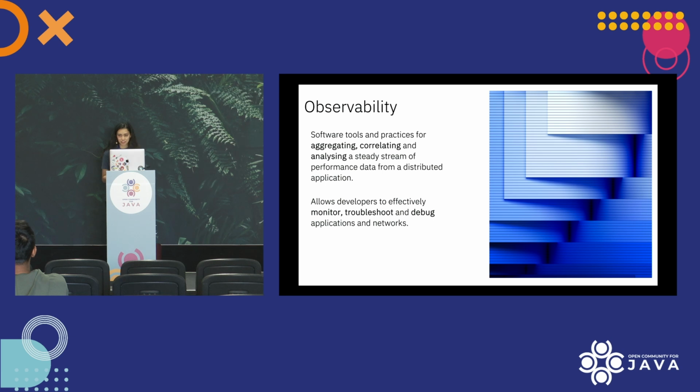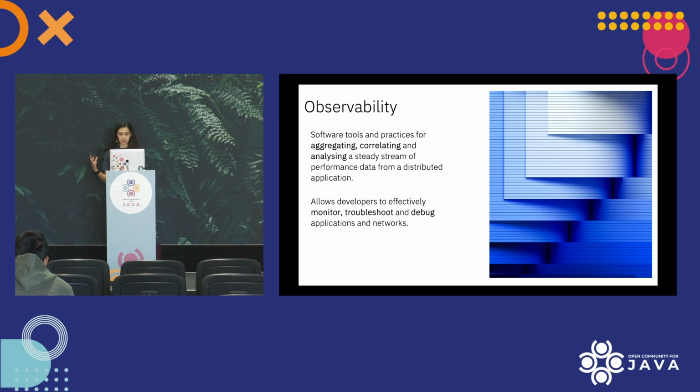So after doing some research of what observability actually is, I've got quite a neat definition here which kind of brings everything together. So observability is software tools and practices for aggregating, correlating, and analyzing a steady stream of performance data from a distributed application. This will allow you to monitor, troubleshoot, and debug all of your application and networks.